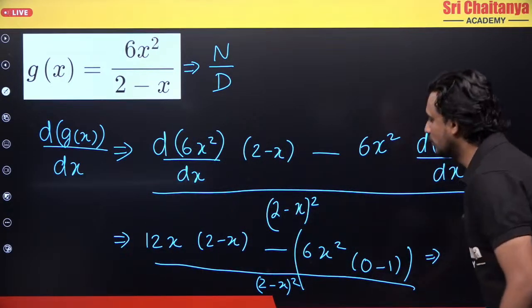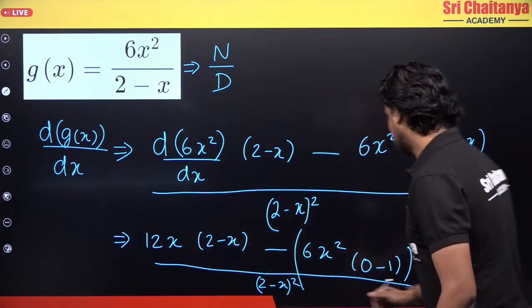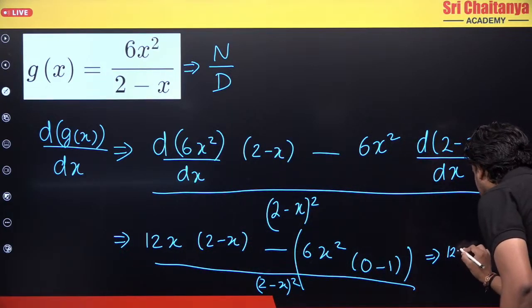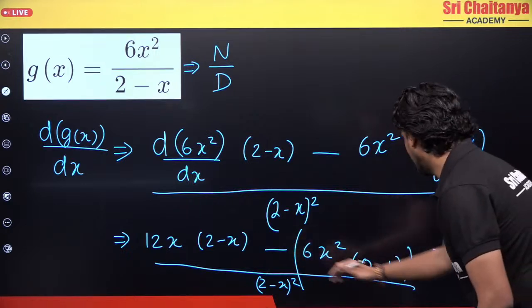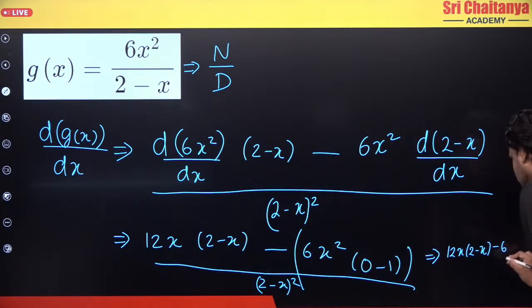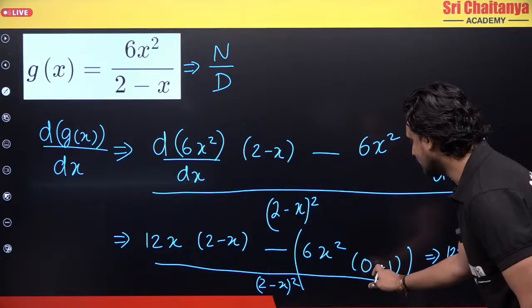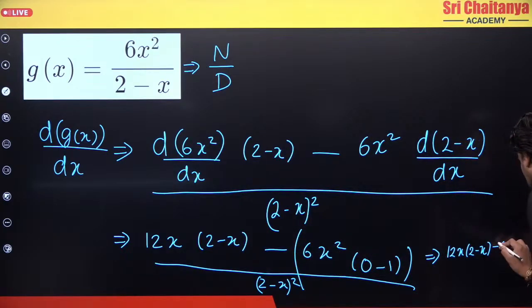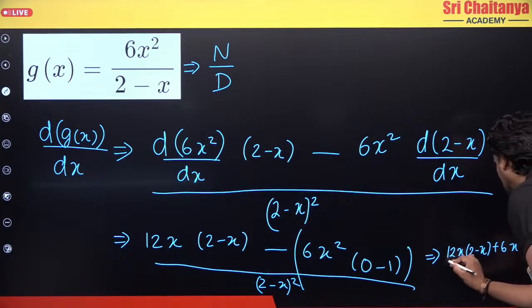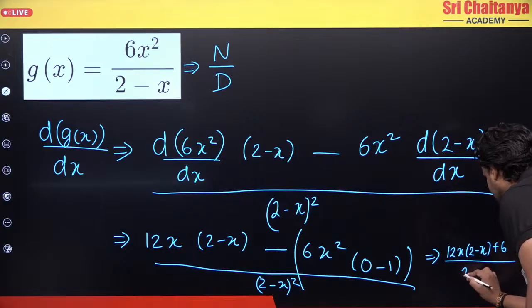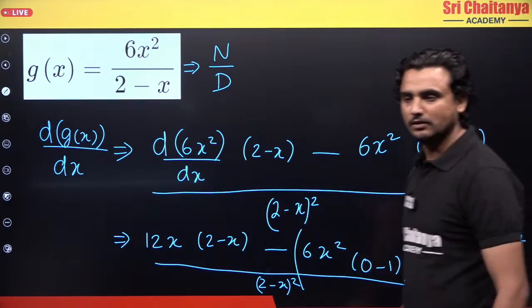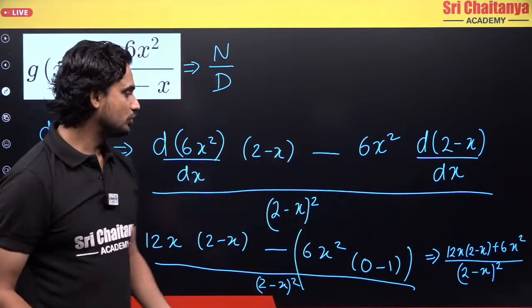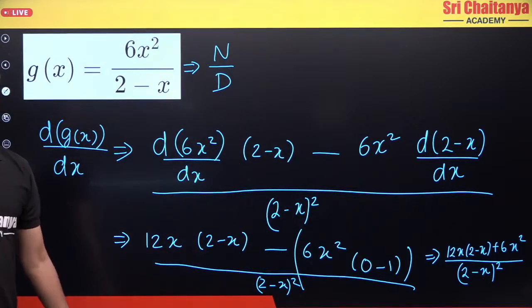So the final answer, if you look here, this will become 12x into 2 minus x, right? And finally what do I have? Minus 6x into minus 1, so minus minus becomes plus, whereas 6x square, right, upon 2 minus x whole square, and you can simplify this. Okay, so this is the way you should apply your division rule.